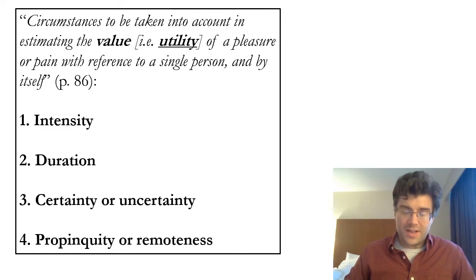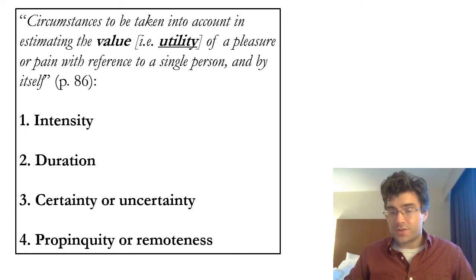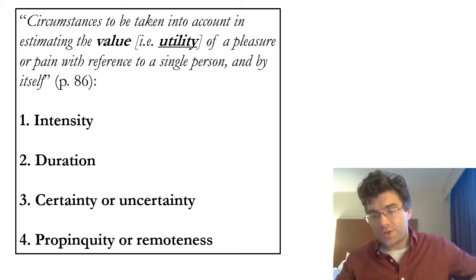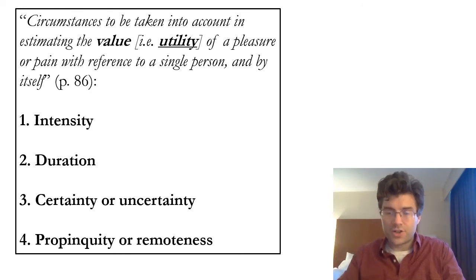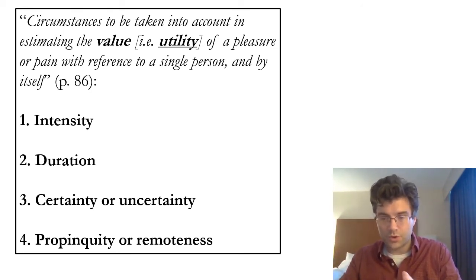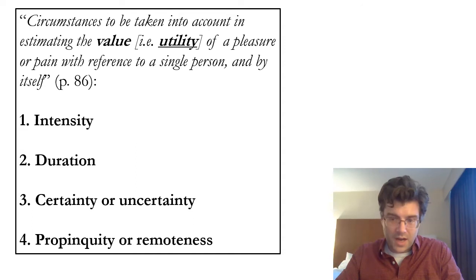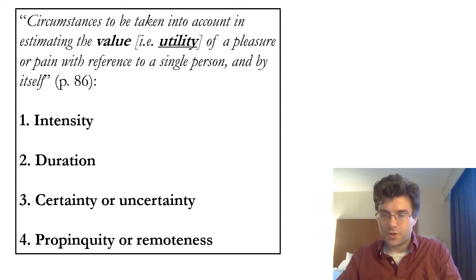A third dimension is whether the pleasure is certain or uncertain to arise from the action considered. So here the question is whether, given some action that's being estimated in terms of its total utility or the total utility that it will generate, we have to ask whether the pleasures that result from it will certainly result from it or might result from it and might not. What's the probability that this action will generate high pleasure?